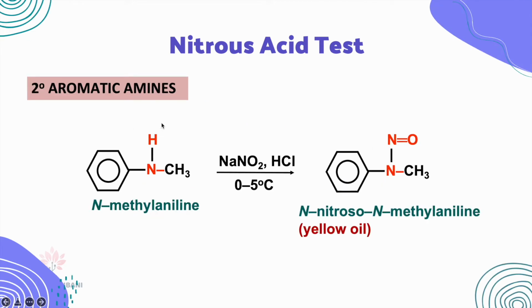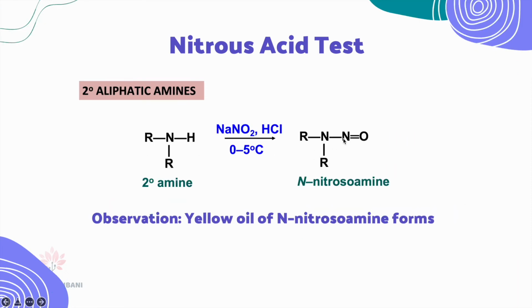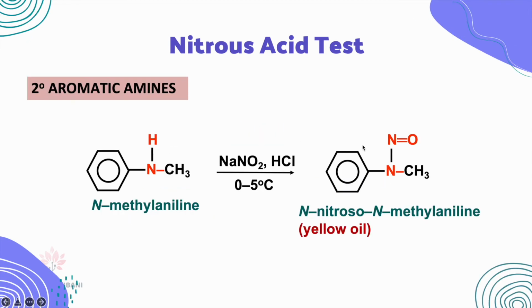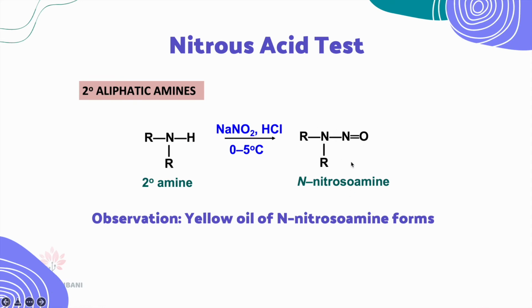For secondary aromatic amine, for example, N-methyl aniline, this is secondary aromatic amine, meaning the N attached to the benzene ring has 2 R groups, undergoes the nitrous acid test. The product is N-nitroso N-methyl aniline. This is yellow oil. Same as before, remove hydrogen here. Secondary amine, remove hydrogen, replace with N double bond O. This is yellow oil.